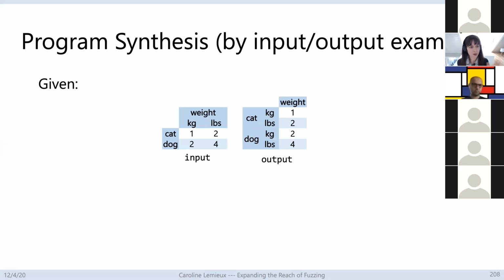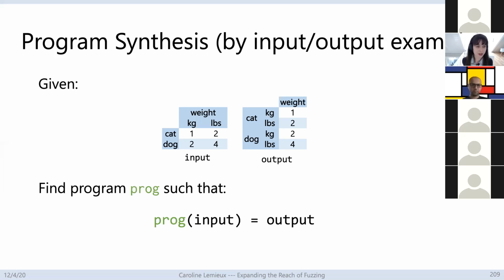So we have an input-output example where the user has, in this case, a table that's kind of wide, and they want to collapse 2 columns into 1 column. That's the program they would like to perform, but they don't know how to write that program. So our goal is to find a program such that when you run it on the user-provided input, it gives you the user-provided output.